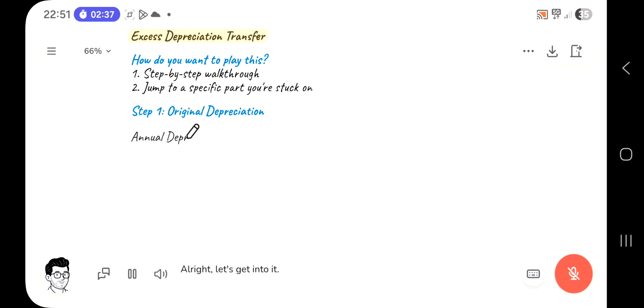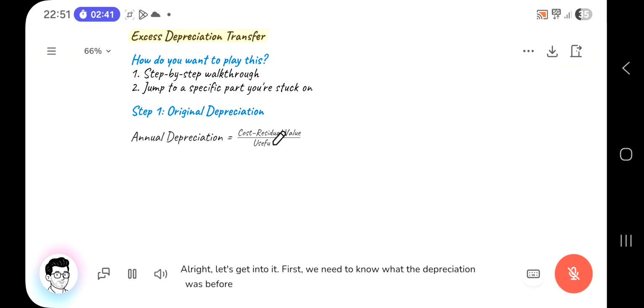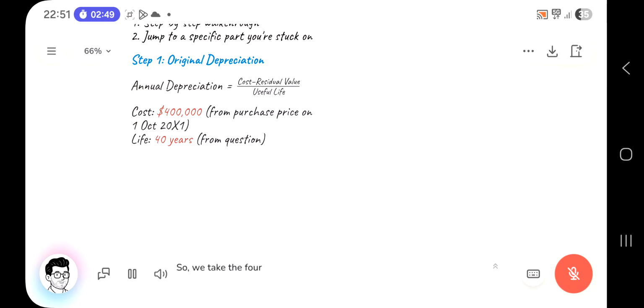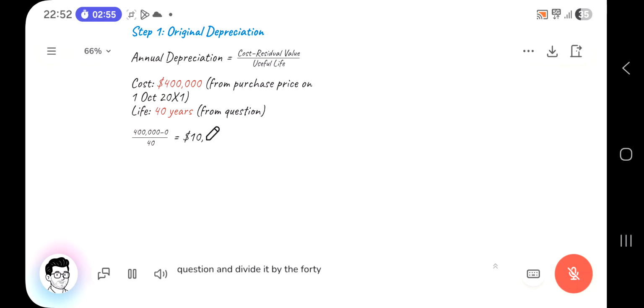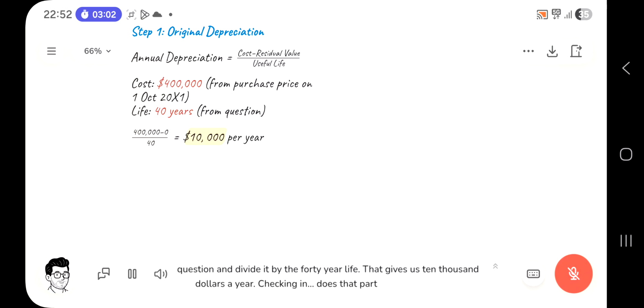All right, let's get into it. First, we need to know what the depreciation was before any changes. We use the straight line method formula. So, we take the $400,000 cost from the start of the question and divide it by the 40-year life. That gives us $10,000 a year. Checking in, does that part make sense so far?